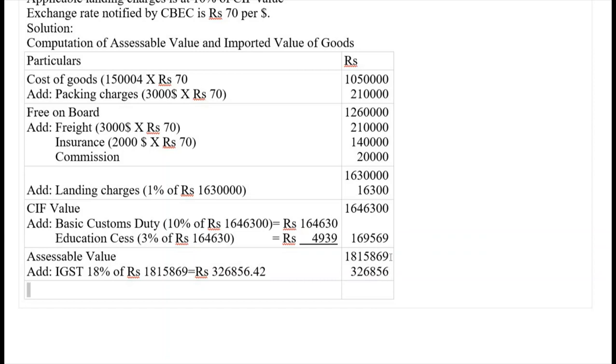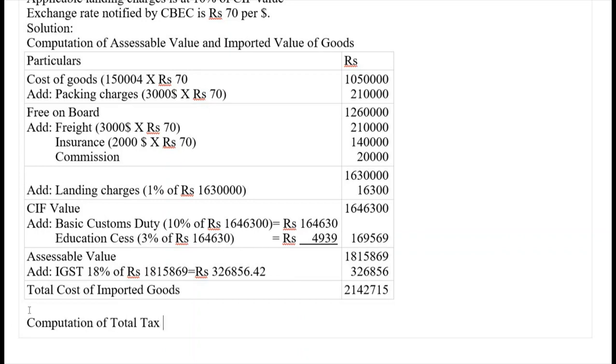3,26,856. When we take the sum of this, this is the total cost of imported goods, which comes to rupees 21,42,715. So now we need to find out how much is the total tax payable. So, computation of total tax payable.